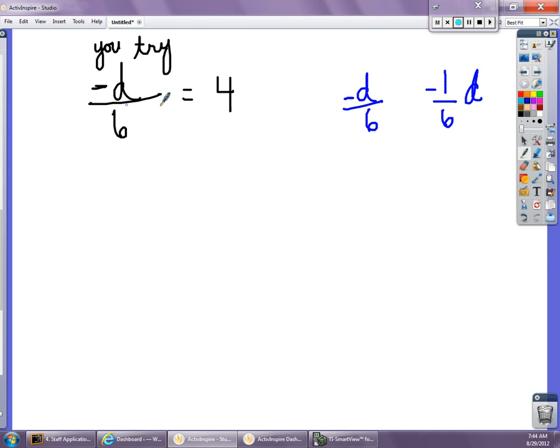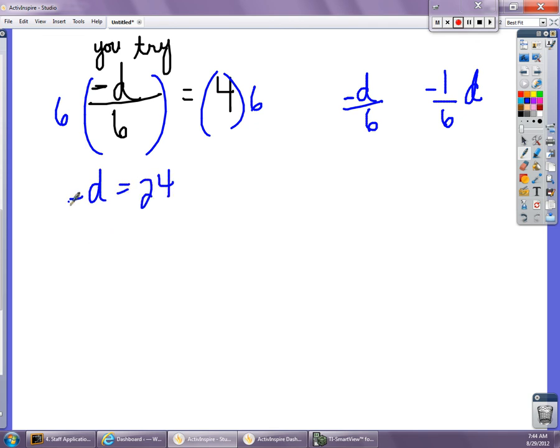But here, since the whole thing is divided by 6, I'm going to multiply both sides by 6. Showing the work: negative b equals 24. Divide by negative 1. So I am left with b equals negative 24.